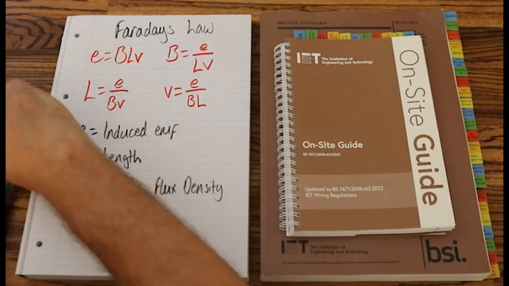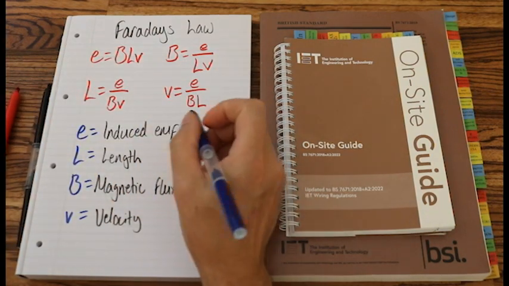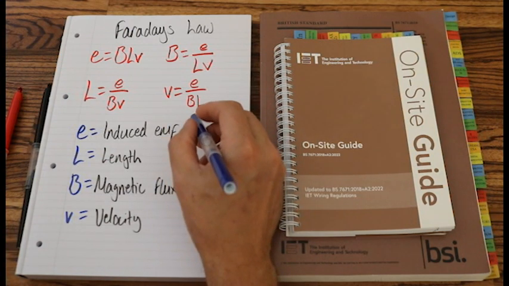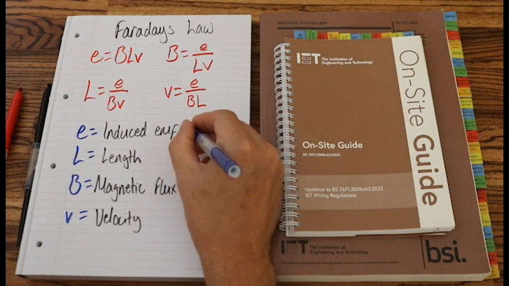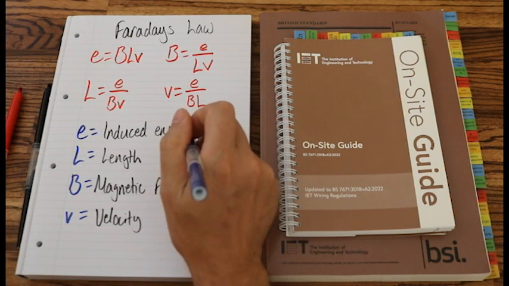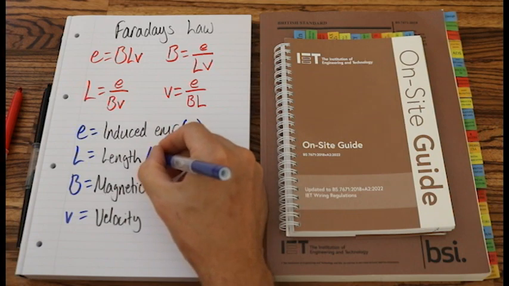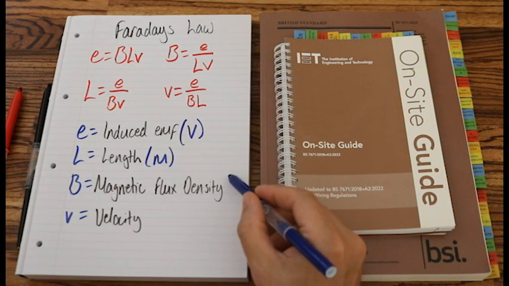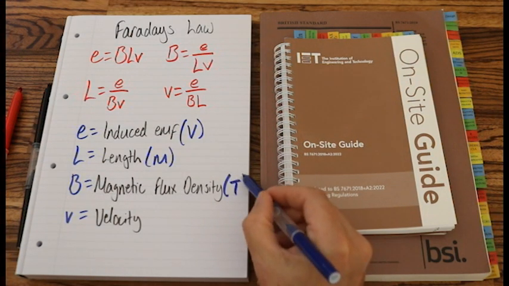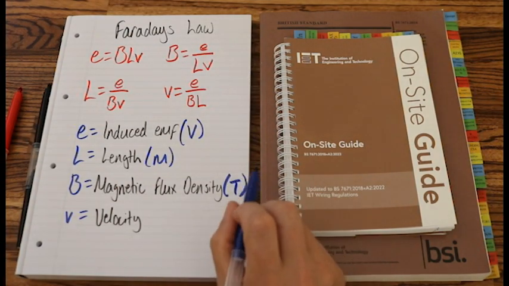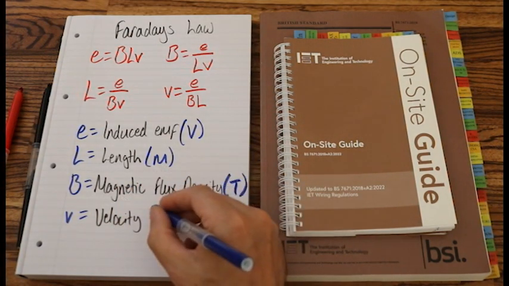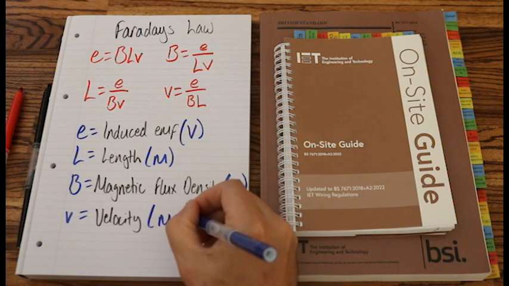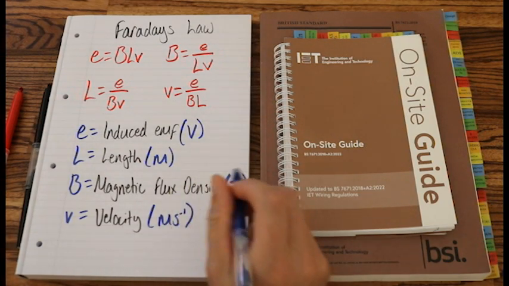And we'll switch pens again, so let's write down the SI unit for each of these. So, induced EMF. EMF is electromotive force, so EMF is volts, measured in V. Length is measured in meters. Magnetic flux density, that is a capital T, measured in Teslas. Tesla, just like the car. And velocity is measured in meters per second. That's meters per second to the power of -1.